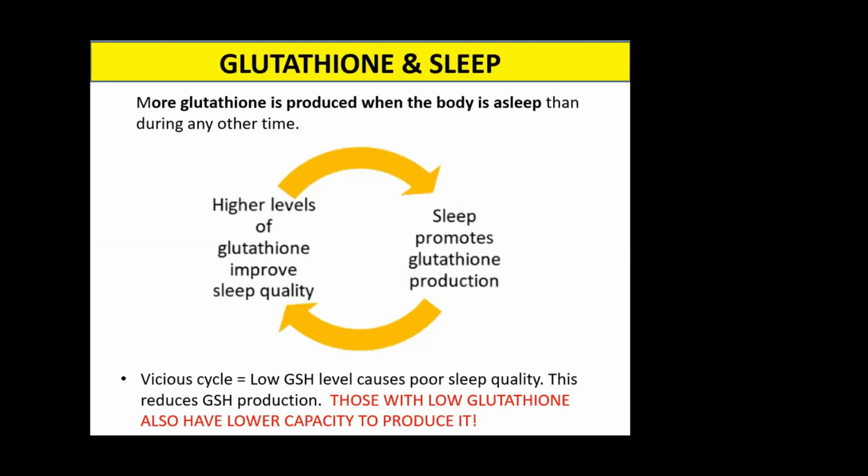Okay, glutathione is also important for sleep, and this is very interesting. More glutathione is produced when the body is asleep than during any other time. So good sleep means higher levels of glutathione production. And higher levels of glutathione improve sleep quality. So it's a positive cycle. On the other hand, if you have low levels of glutathione, then your sleep quality is less and glutathione production is less, right? And that's a negative vicious cycle. So those with low glutathione also have lower capacity to produce it.